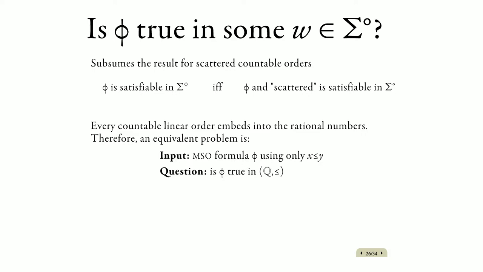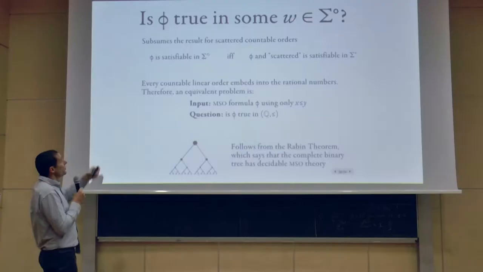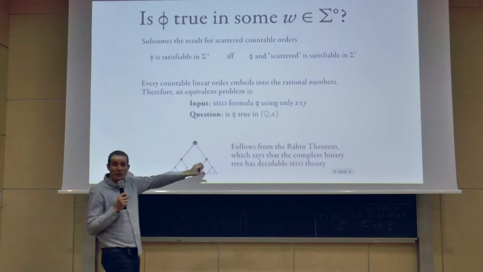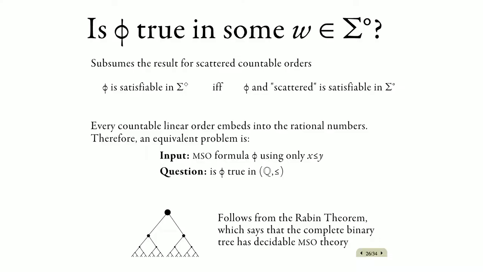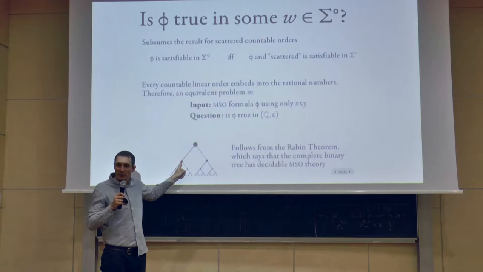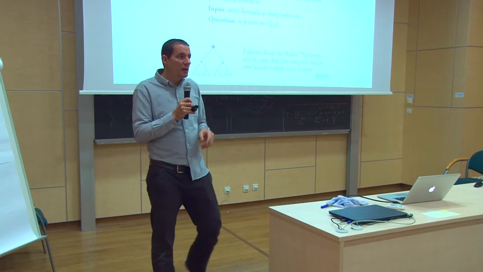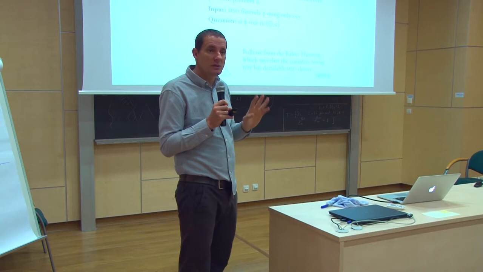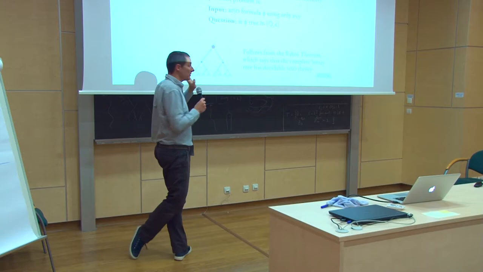A second remark I want to make is that this result, and therefore this one as well, follows from the Rabin theorem. The Rabin theorem says that the MSO theory of the infinite tree is decidable, and you can view the infinite tree as the rational numbers as follows. This is zero. This is the middle negative number. This is the middle positive number, and so on. Formally, you MSO-interpret the rational numbers in the complete binary tree, and because the complete binary tree has decidable MSO theory, so do the rational numbers.